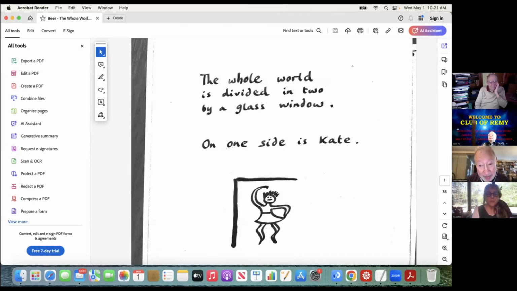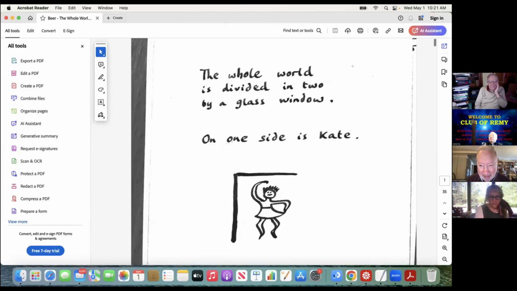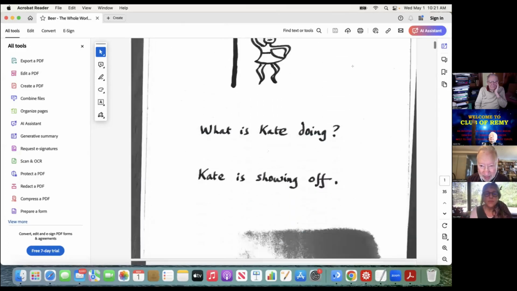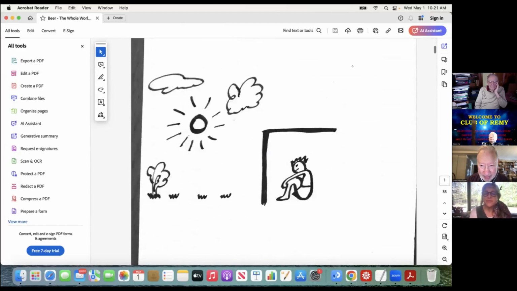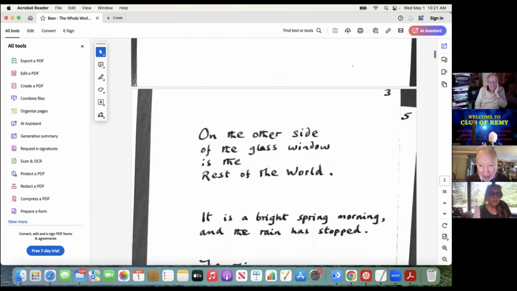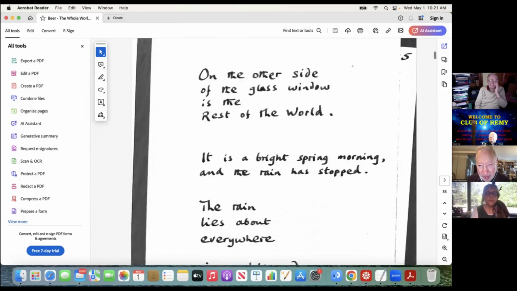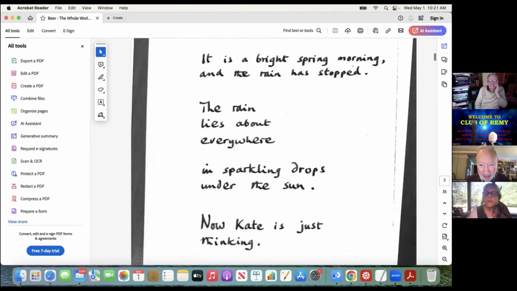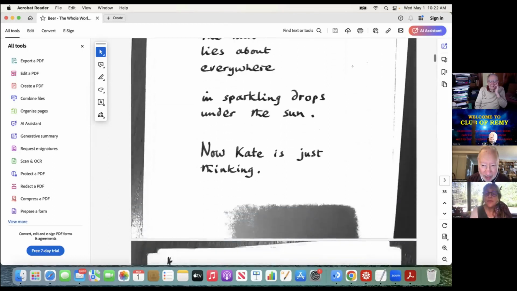It's about the use of diagrams, and it, of course, is very much about his artistry, but it's also about his cybernetics. The whole world is divided in two by a glass window. One side is Kate. What's Kate doing? Kate is showing off the world. On the other side of the glass window is the rest of the world. It's a bright spring morning and the rain has stopped. The rain flies about everywhere in sparkling drops under the sun. Now Kate is just thinking.